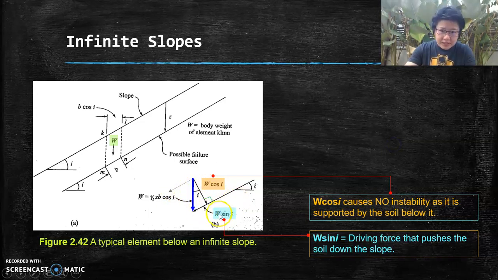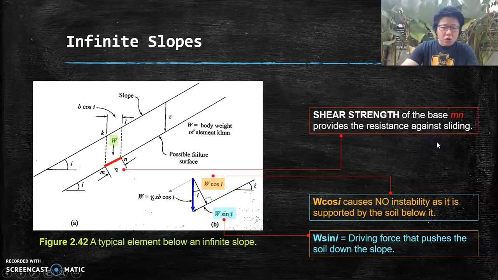Now what about the force when I open it up and make it into the horizontal component, right? If you can't quite see, this W sine i being opened up here is parallel to this blue line. If you open up the angle i, it becomes W sine i, right? Okay, go back and check up your trigonometry if you have forgotten about this. So W sine i is the one that is dangerous. That is a driving force that is pushing the slope down, obviously, okay?